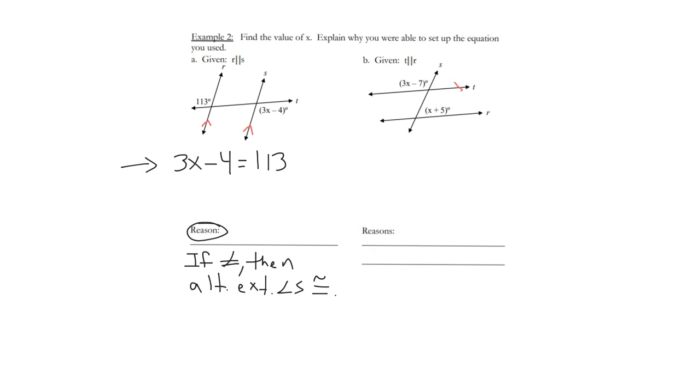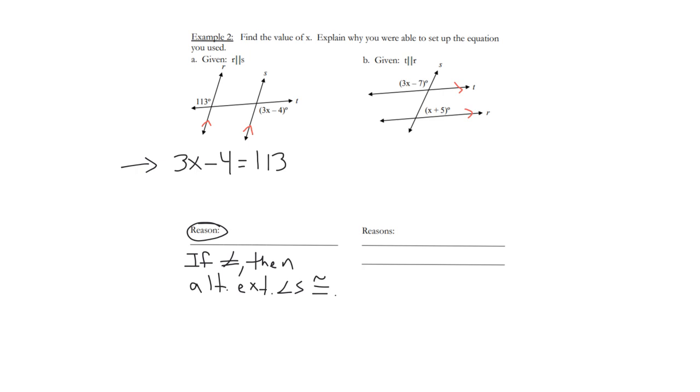So it says that T is parallel to R, so we can use our parallel line theorems. And I want you to notice these two angles that are given. This one here, 3x minus 7, and this one right here, x plus 5. Do they have any special angle pair relationship name? The answer is they don't. They're not corresponding. They're not alternate interior. One's on the interior, one's on the exterior. They're not same side interior angles.